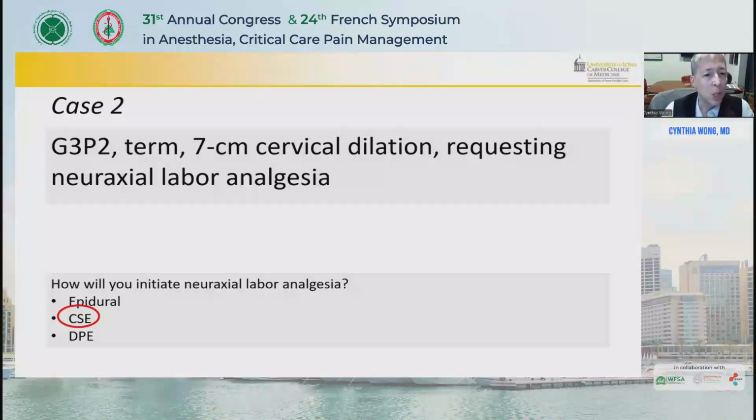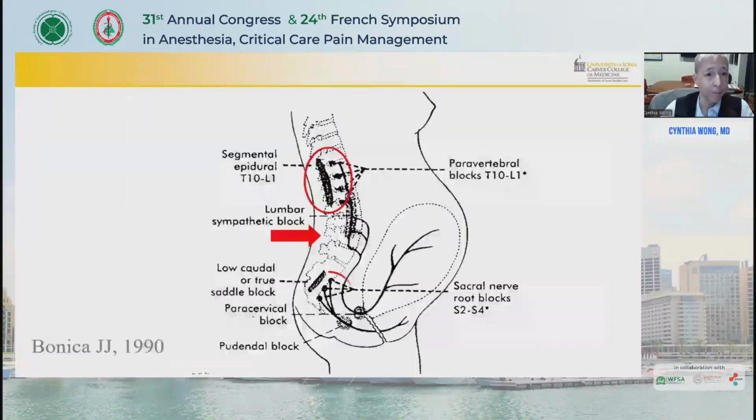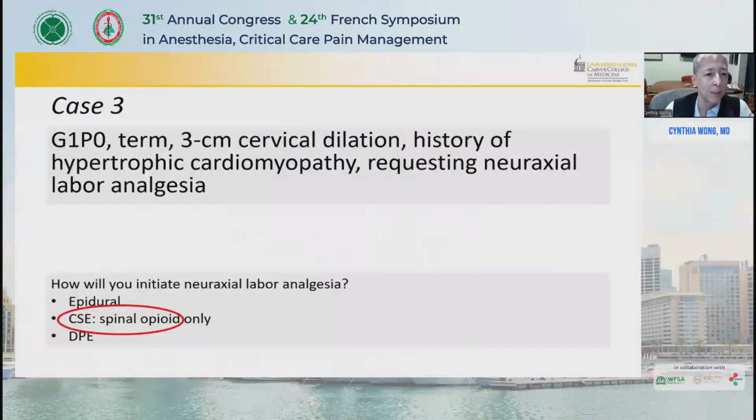So how will you initiate neuraxial labor analgesia? What I would argue is that this is an indication for CSE analgesia, again, because of its short latency, number one, and number two, because it covers cervical dermatomes quickly. So again, the picture that we showed before, you've got to get your anesthetic solution to go both up and down, and that is difficult to do with a straight epidural and much easier to do if you inject the anesthetic into the spinal space.